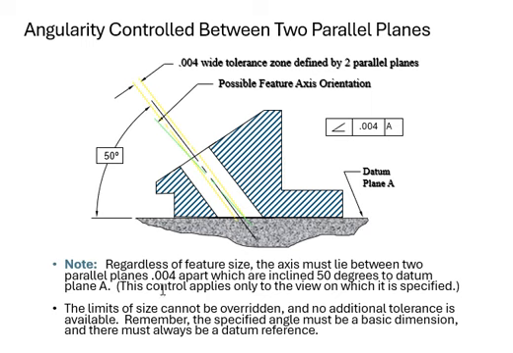Don't forget, regardless of feature size, your axis has to lie between two parallel planes, which is this one, which is imaginary by the way. And you don't have any other additional tolerance for this example. And of course, that specified angle is always your basic dimension.